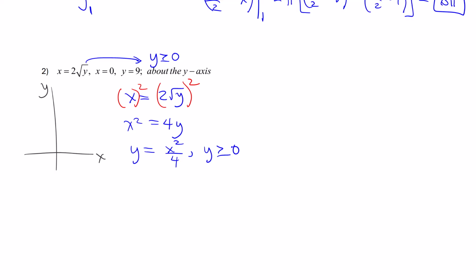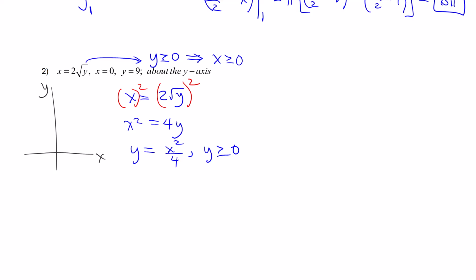Now, thankfully, it's actually a familiar looking graph to us. This is just a parabola. But since y has to be positive, we could say that implies that x will also stay 0 or positive.